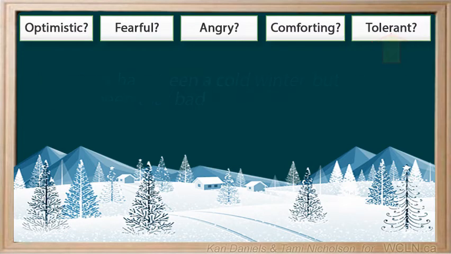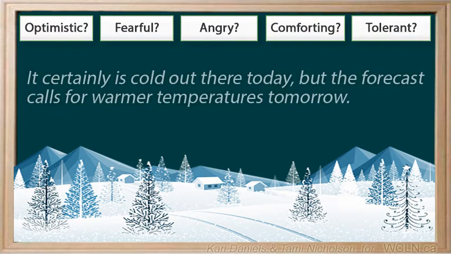The words "really hasn't been that bad" show that the writer accepts the situation while recognizing winter could have been worse. Number 2. It certainly is cold out there today, but the forecast calls for warmer temperatures tomorrow. The tone of this sentence is optimistic. The writer expects better weather tomorrow.